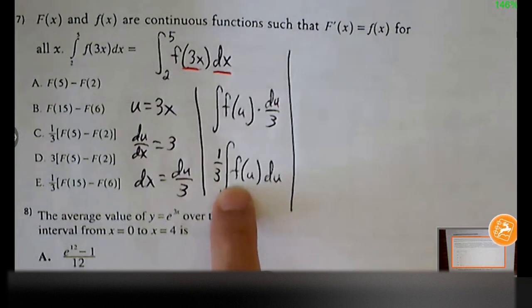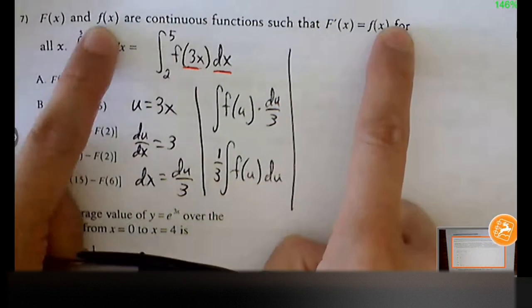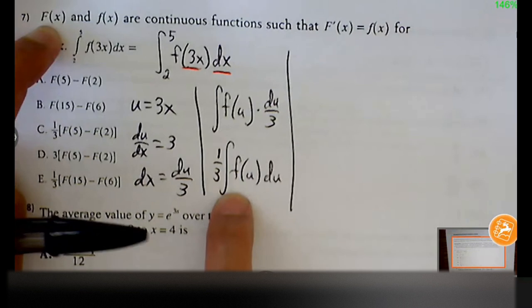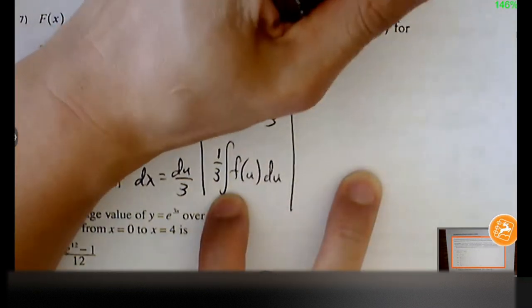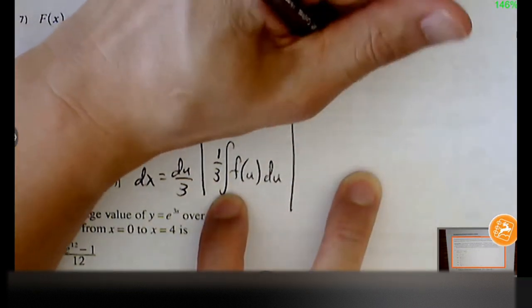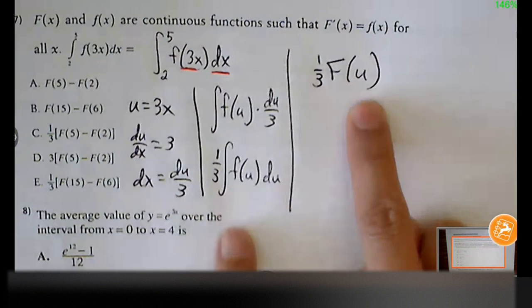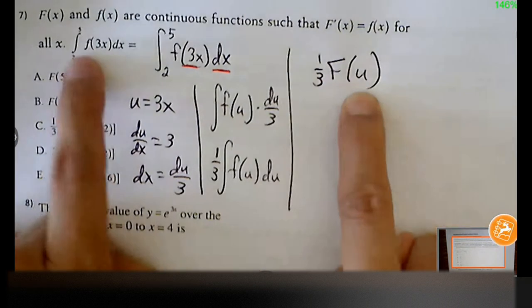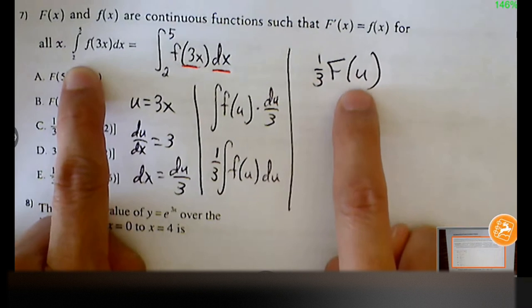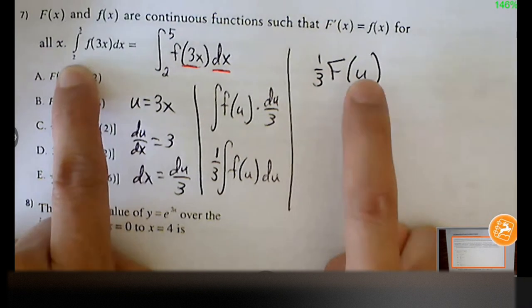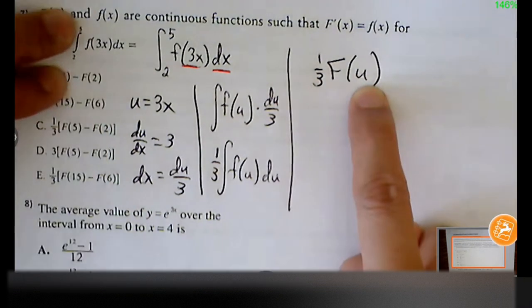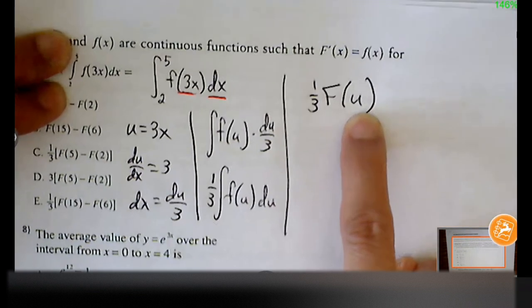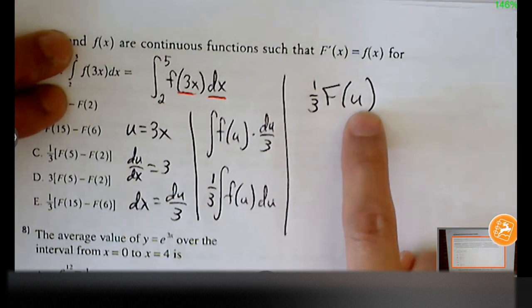We know that lowercase f is going to transform into uppercase F once we push it through the antiderivative. The 1/3 stays. Okay, so we have the antiderivative, but we have to involve the bounds. What we don't want to do is insert 2 and 5 into the u, because the 2 and 5 are not referencing the same variable.